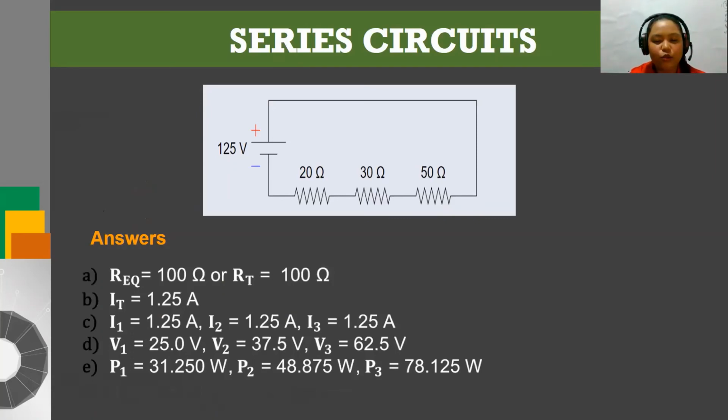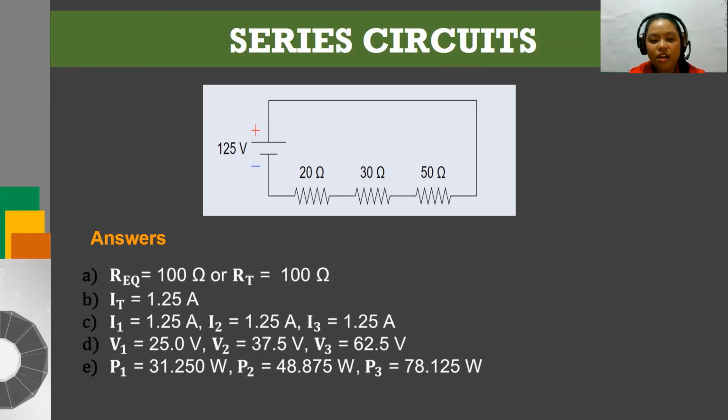So the equivalent resistance is equal to 100 ohms. The total current is equal to 1.25 amperes. And the current that passes through each resistor is equal to the individual current. So we have I1 equal to 1.25 amperes, I2 equal to 1.25 amperes, and I3 is also equal to 1.25 amperes.